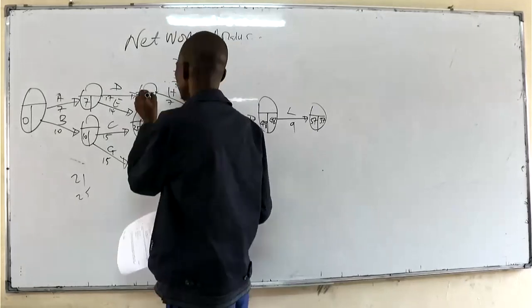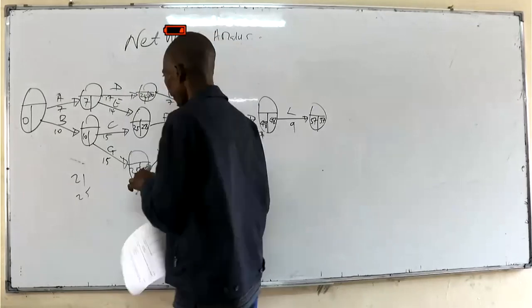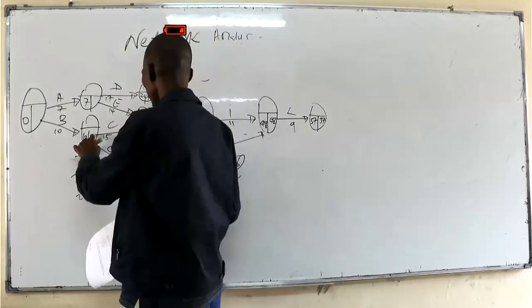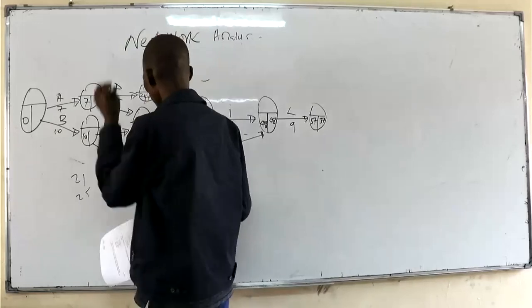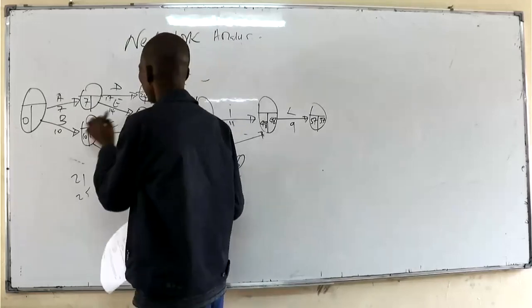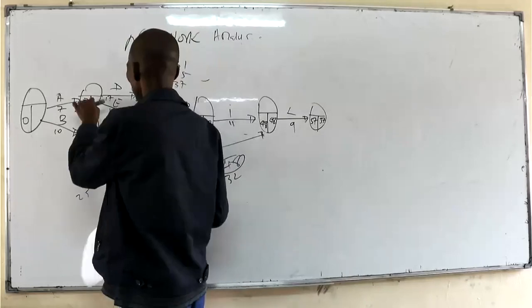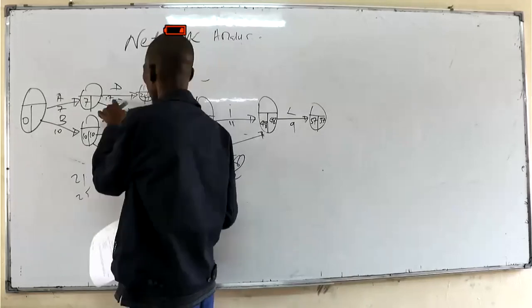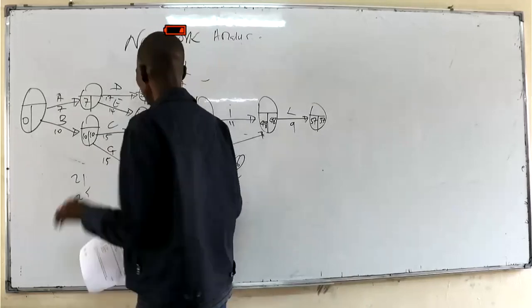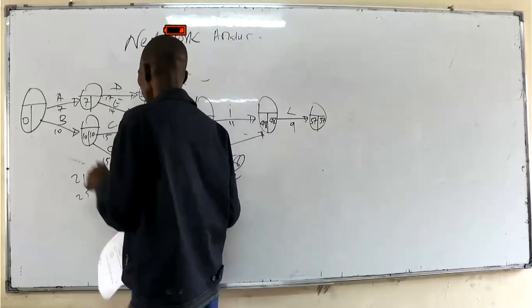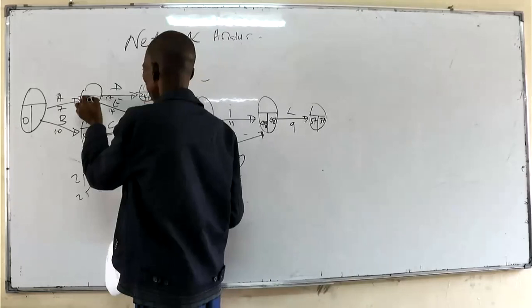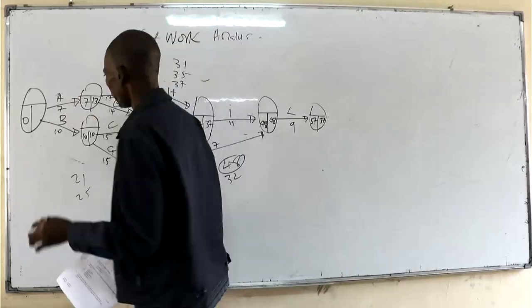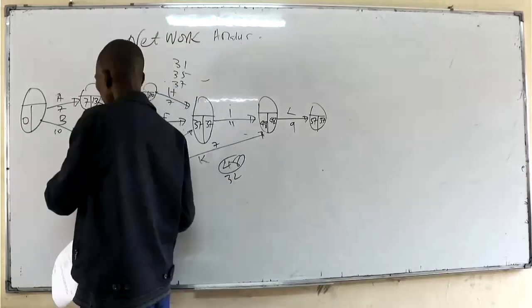Then again, there's a point of convergence here. We pick the least. So 25 minus 15 is 10. 28 minus 15 is actually 13. So we pick 10. Then we have 30. This is also a point of convergence. So 30 minus 17, that is 13. 28 minus 14 is actually 14. So we pick 13. Then there's a point of convergence here. 10 minus 10 is 0. 13 minus 7 is actually 6. So we pick 0.